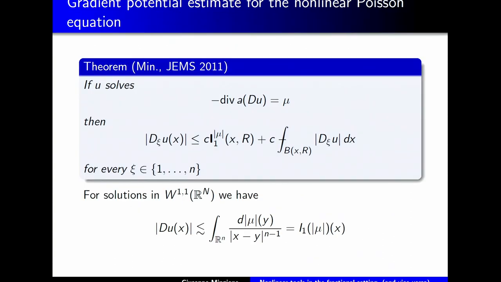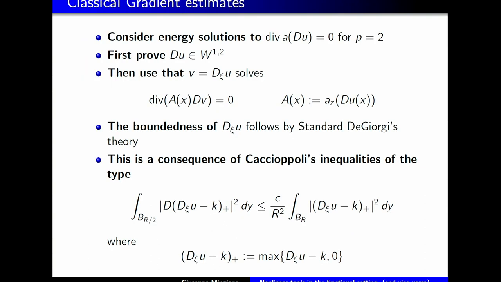How do you get a gradient estimate when mu is equal to zero? So how do you usually get the usual gradient estimate for a solution? You get that the |Du| is less than or equal to its average. This is classical for harmonic functions. You take a solution of this equation, you differentiate the equation as I was telling before, so the gradient becomes the solution to a linearized equation with measurable coefficients, and actually this is the core of De Giorgi's theory, and then you get that Du is bounded.